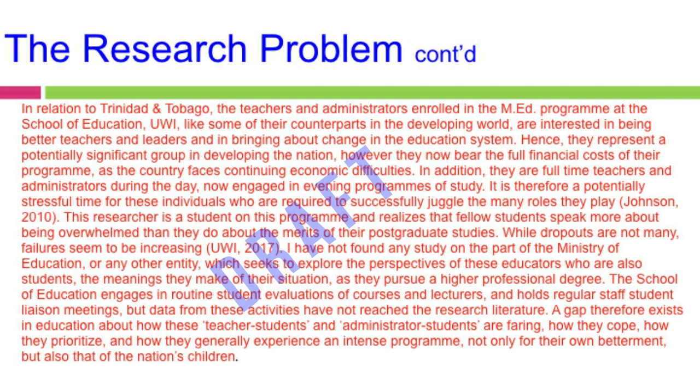I have not found any study on the part of the Ministry of Education or any other entity which seeks to explore the perspectives of these educators who are also students, the meanings they make of their situation as they pursue a higher professional degree. The School of Education engages in routine student evaluations of courses and lecturers and holds regular staff-student liaison meetings. But data from these activities have not reached the research literature. So I am trying to carve out a space that my research problem could fit inside.